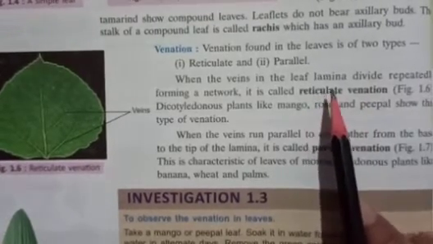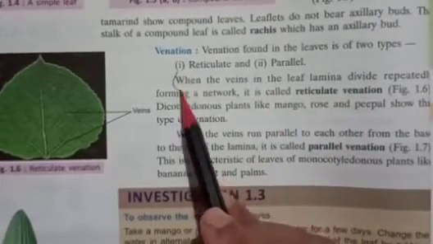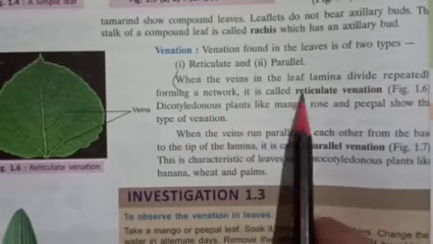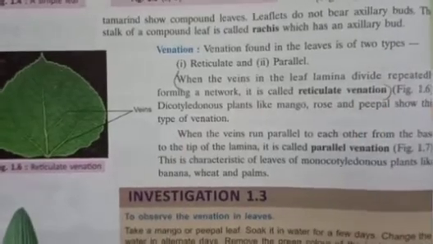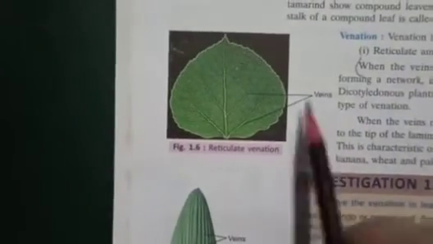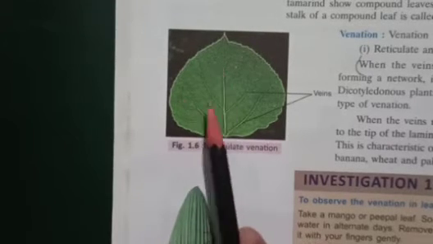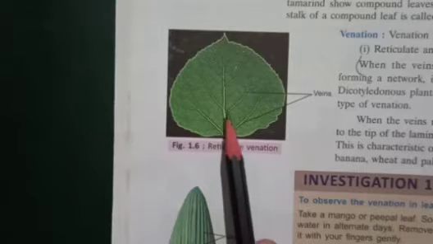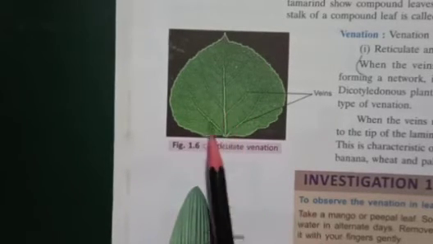If the question comes, what is reticulate venation, then you can write like, when the veins in the leaf lamina divide repeatedly forming a network, it is called reticulate venation. Okay, till here. And like in mango, like in peepal leaf, they show reticulate venation like this. They form a network, they form a web kind of network.